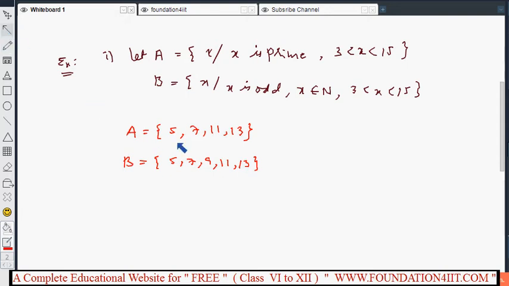Okay, observe now 5, 7, 11, 13, these 4 elements are in set B. So clearly we write set A is a subset of B and set B is the superset of A. Okay, one is a subset and one is superset. So B is a superset of A and A is the subset of B.